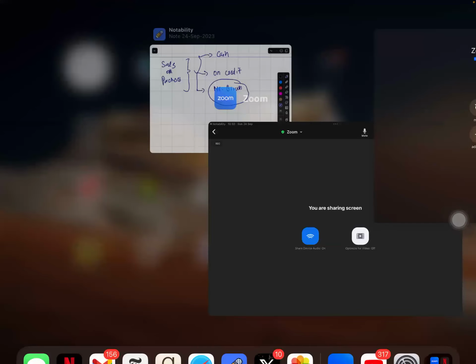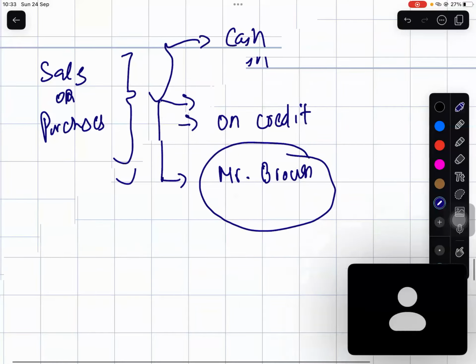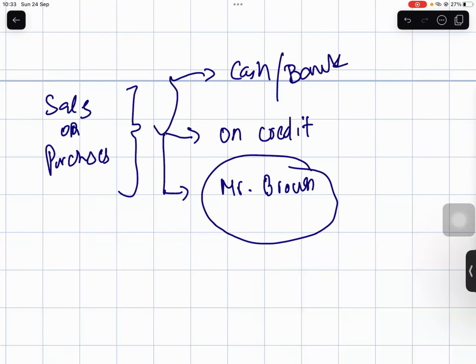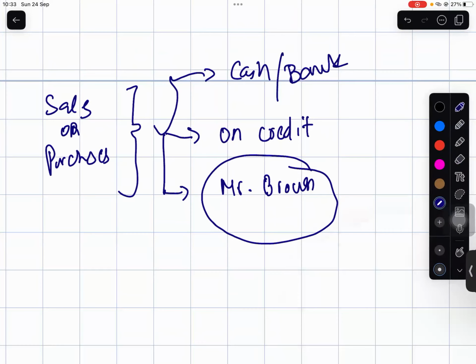Oh, all right. So yes, Emily, this can be cash or bank. So this transaction can be from cash or bank.